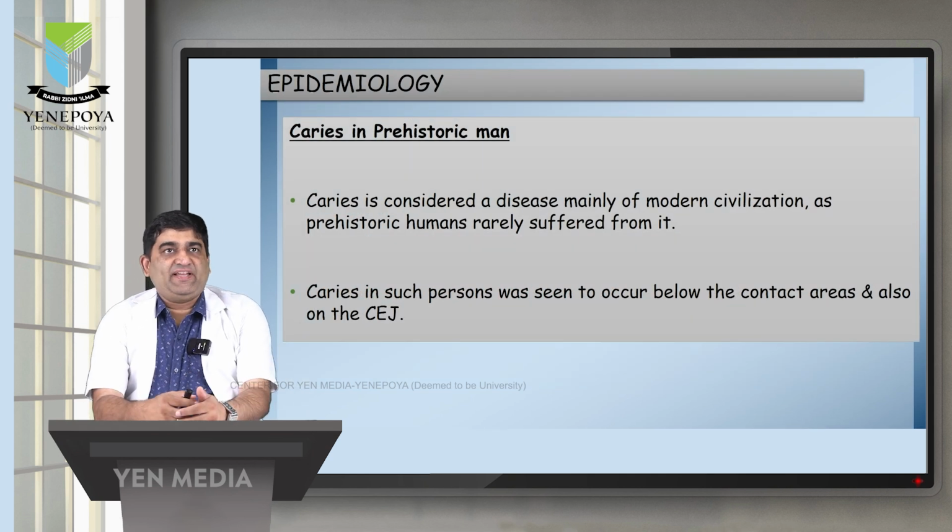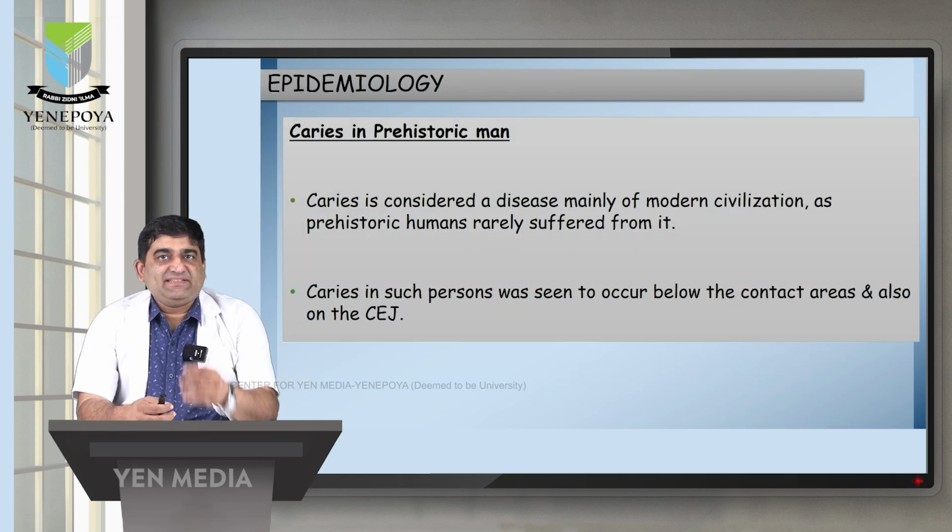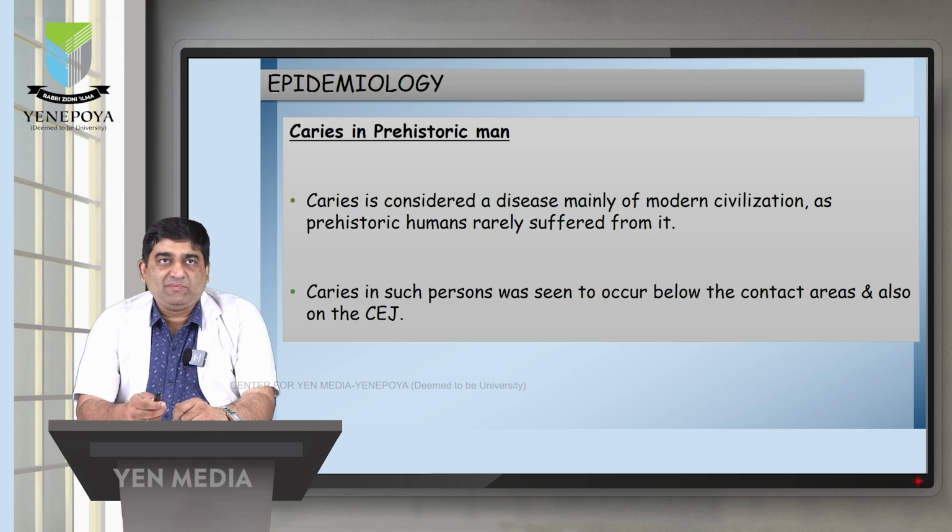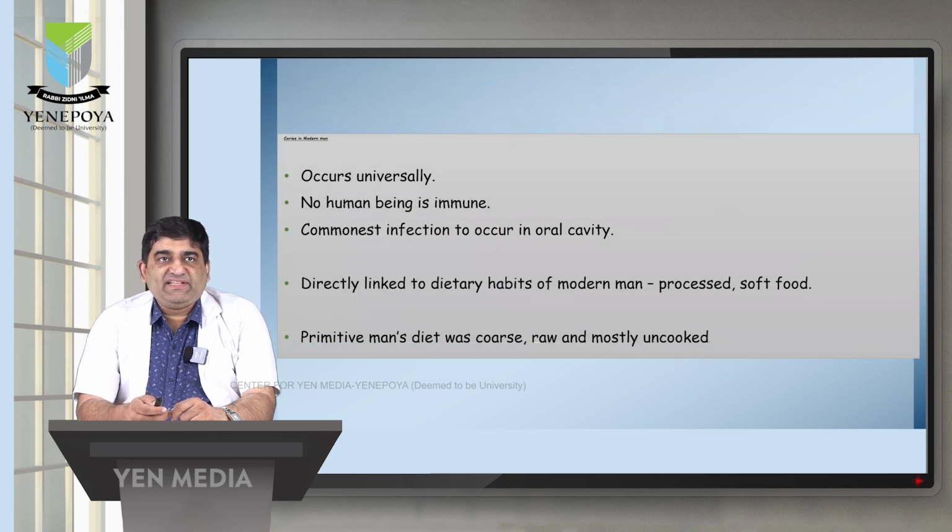Coming to the epidemiology of caries, caries is considered to be a disease of modern civilization because prehistoric humans rarely suffered from it. Caries in such persons was seen below the contact area and also on the cemento-enamel junction. Now, caries occurs universally. No human being is immune to caries. It is the commonest infection to occur in the oral cavity. It occurs more commonly in modern man because he uses processed soft food, whereas the primitive man's diet was coarse, raw and mostly uncooked.